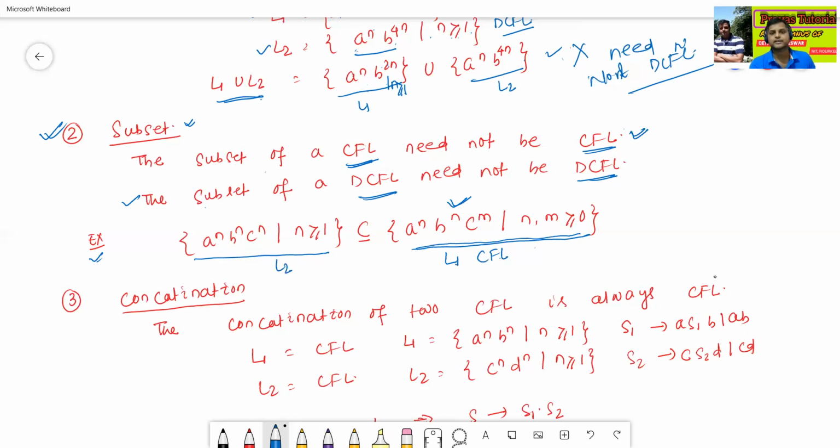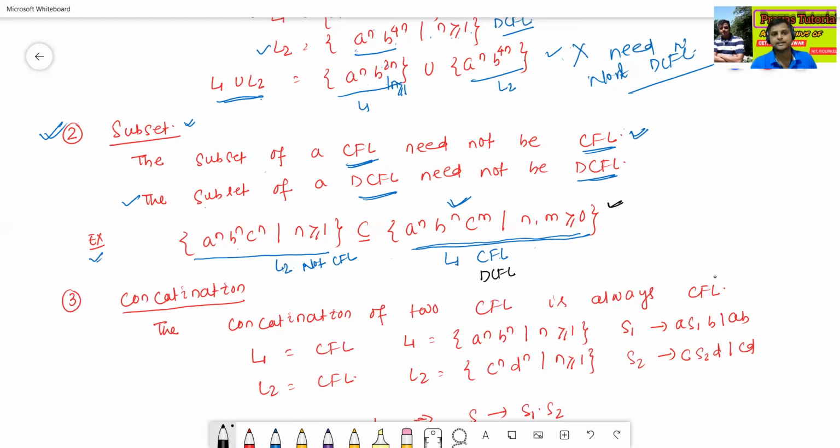So L2 is a subset of L1, but L2 need not be CFL. Now, this language, a to the power n, b to the power n, c to the power n such that n is greater than or equal to 1, need not be CFL. This language is also called DCFL.